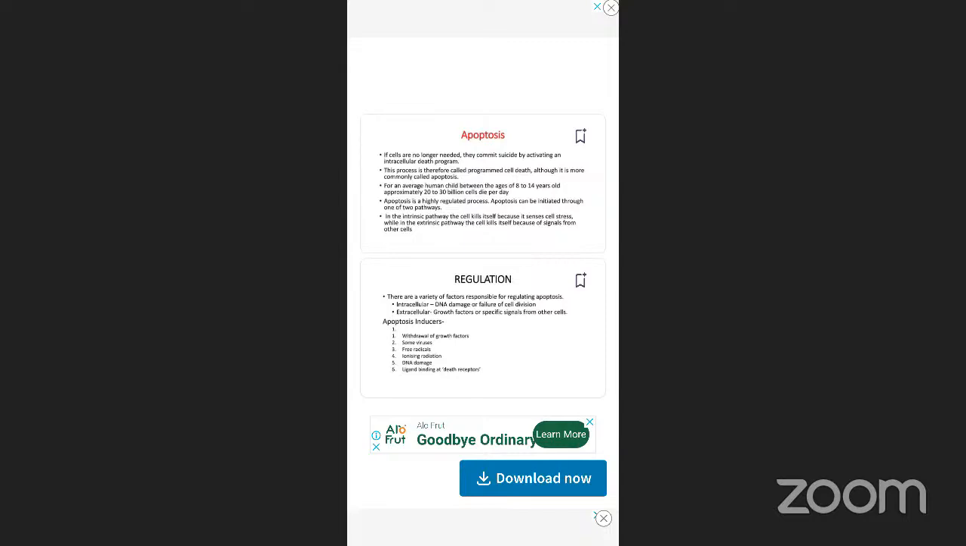For an average human child between the ages of 8 to 14 years old, approximately 20 to 32 billion cells die per day. Apoptosis is a highly regulated process. Apoptosis can be initiated through one of two pathways. In the intrinsic pathway, the cell kills itself because it senses cell stress, while in the extrinsic pathway, the cell kills itself because of signals from other cells.